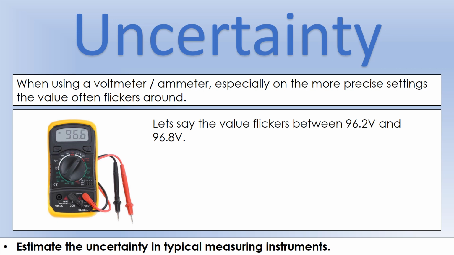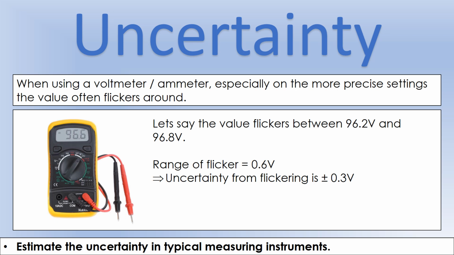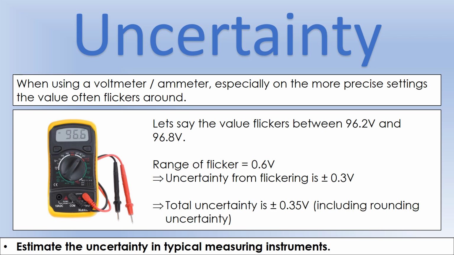So to get the uncertainty from the flickering, what we do is say, well, the flickering has a range of 0.6. So that's going to give us an uncertainty of plus or minus 0.3. Because we're essentially saying it's flickering about the point 96.5, and it could be 0.3 higher and it could be 0.3 lower. So that's going to give us a total uncertainty of 0.35, including the rounding uncertainty.